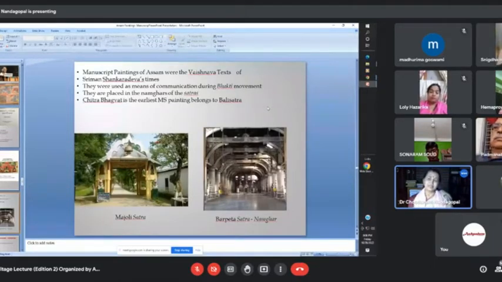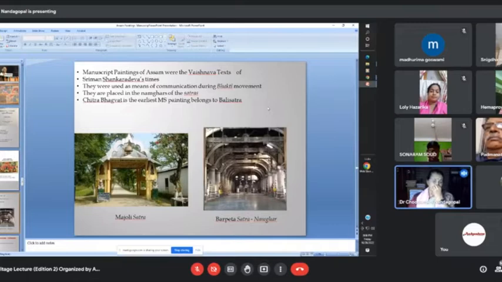Look at the culture. It's entirely different, and it is to be followed in other places, because manuscripts are not treated with that respect in most of the regions in our country. So we should learn from Assam how to respect the manuscript. So they are placed in the sanctum as Namghar and they are worshipped.